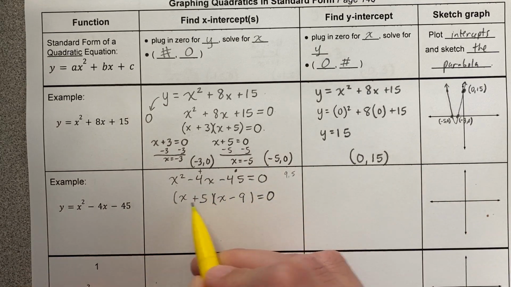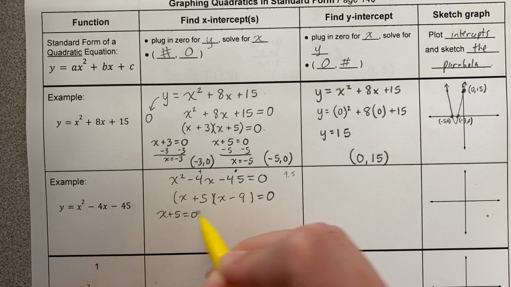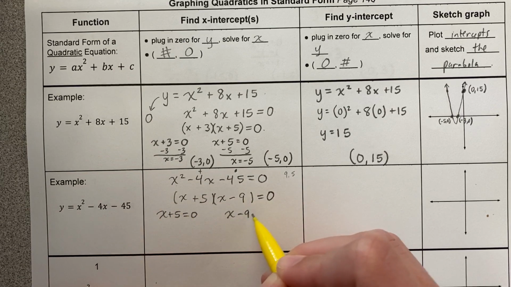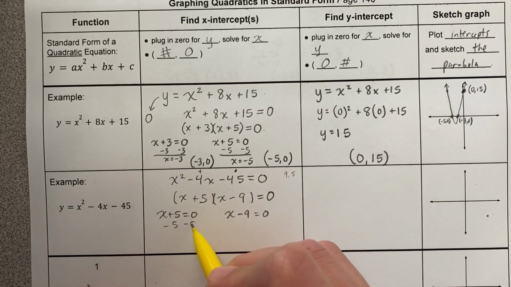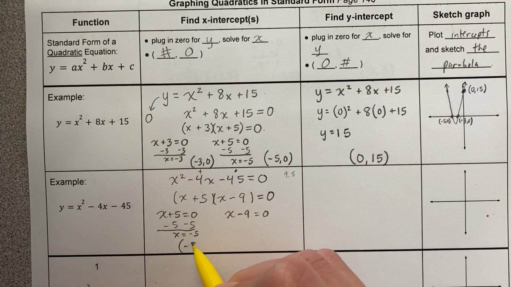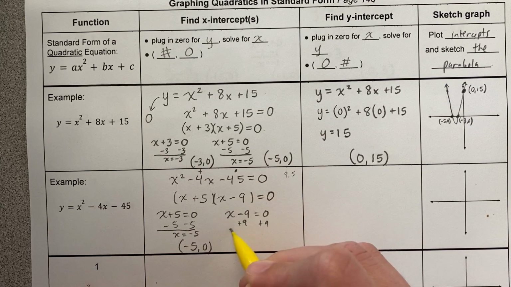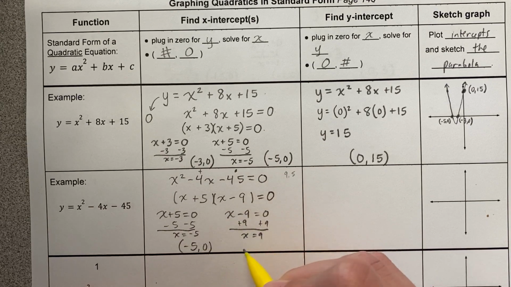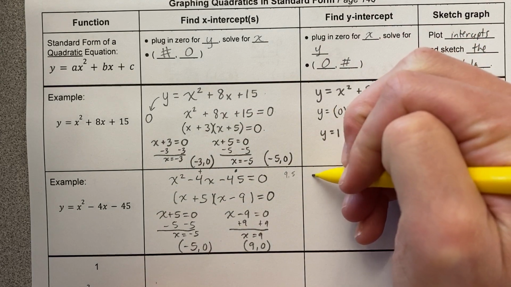So now if this number times this number equals 0, either this number equals 0 or this number equals 0. All right, I'm going to solve. I get x equals -5, so that's this x-intercept, -5, 0. X equals 9 here, and this intercept, 9, 0. Okay, so those 2 points, again, I'm going to graph at the end. Now let's do the y-intercept. I'm going to plug in.